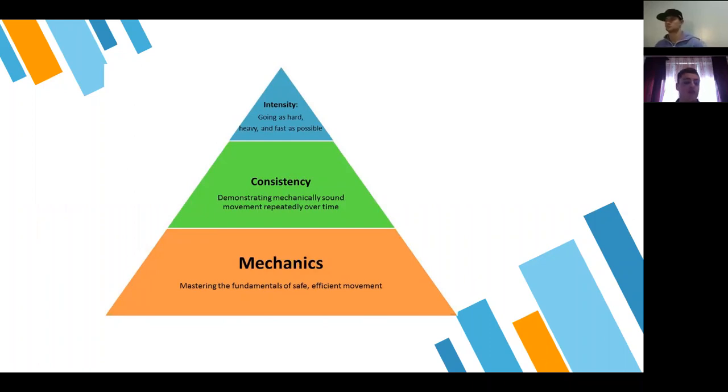But if you try to do too much too soon, then the box obviously becomes unstable. And it's exactly the same with the pyramid. If you put too much onus on intensity, i.e. giving kids heavier weights that they can't handle to move with as well, then that pyramid becomes top heavy and likely to come down.